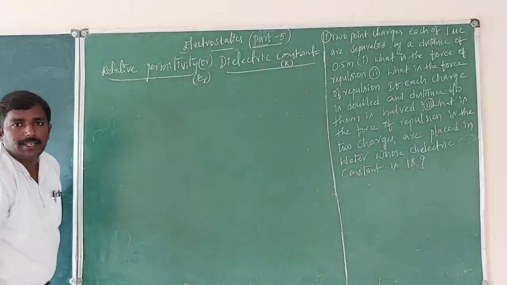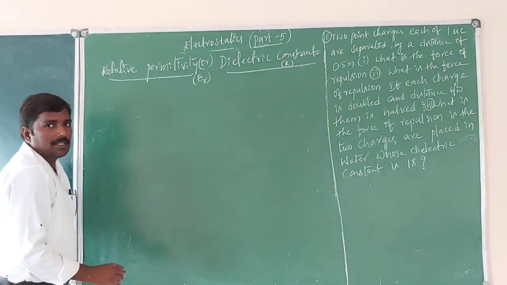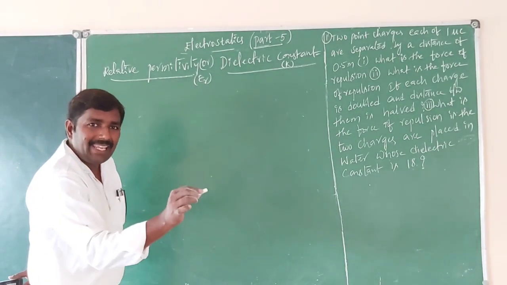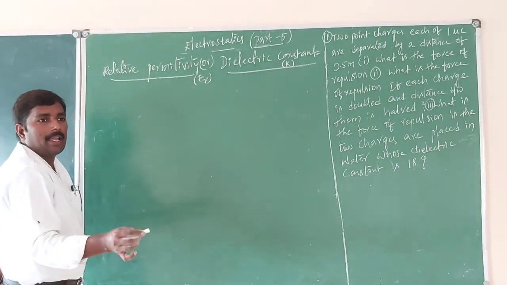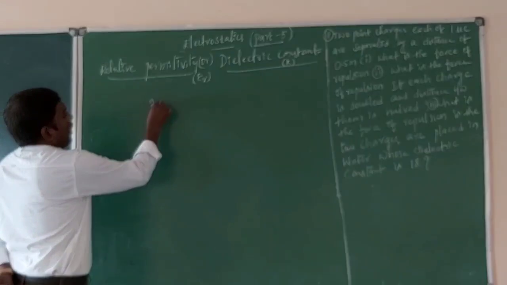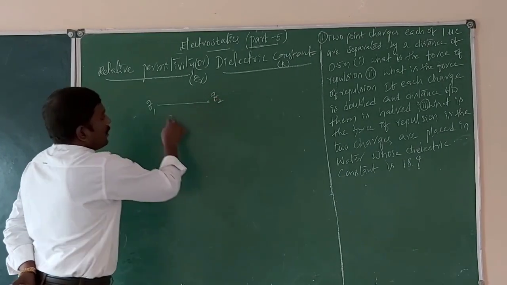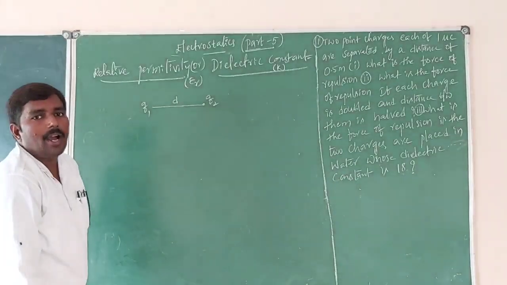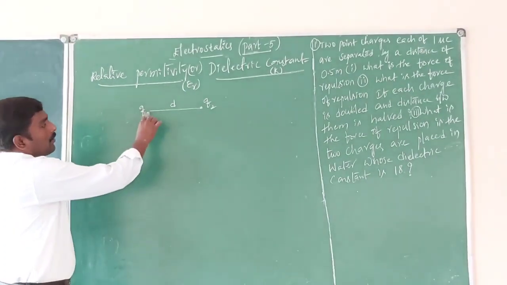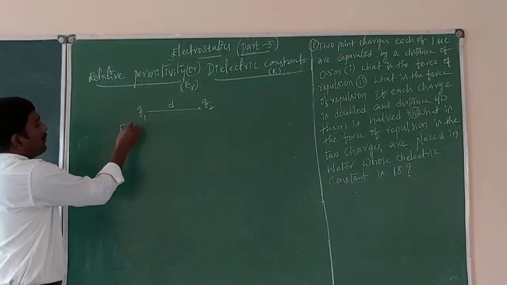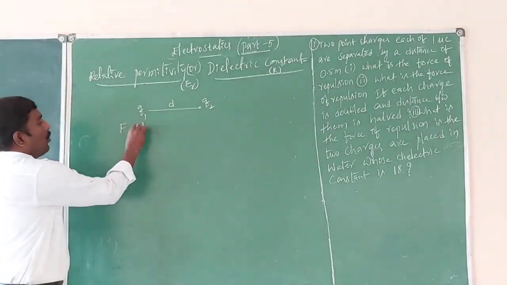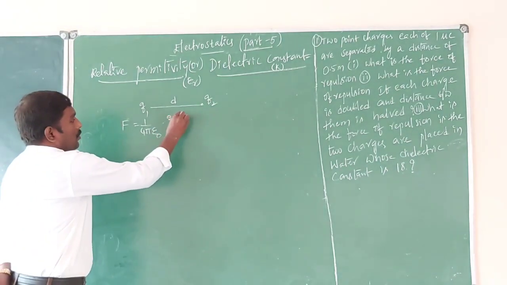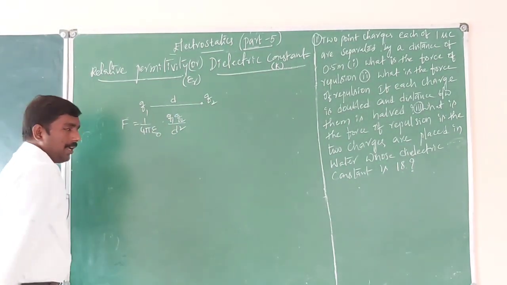Okay, let us consider 2 point charges. So dear students, let us consider 2 point charges kept in air, separated by a certain distance. See, Q1 and Q2, these are the 2 point charges separated by distance D in air or vacuum. According to Coulomb's law, the force of attraction or repulsion between them is given by F is equal to 1 over 4 pi epsilon naught Q1 Q2 by D square.